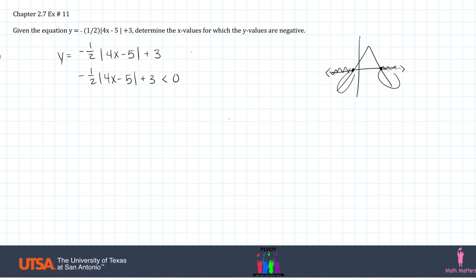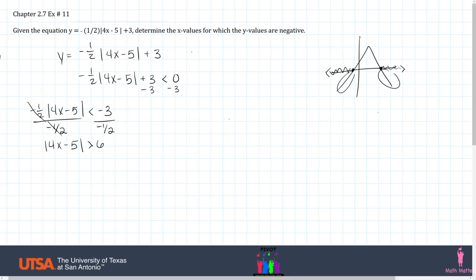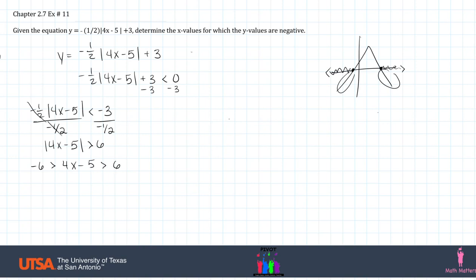And then from here we start isolating that absolute value. So if we subtract 3 from both sides, we end up with less than negative 3. And then we're going to divide by negative 1/2 on both sides. So this goes away. Then we have the absolute value of 4x minus 5. And when we divide by a negative, that sign is going to flip. Then from here, the setup is going to look like this, greater than 6.